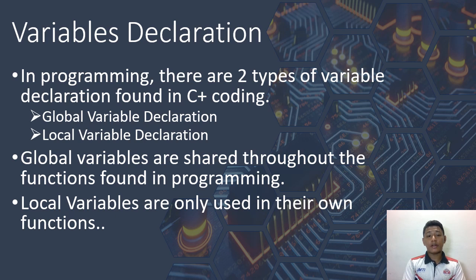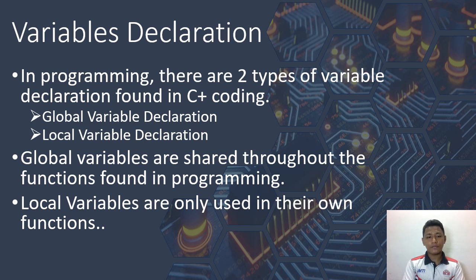The next thing I learned is variable declaration. So in programming, when we are typing a C program, we can place variables in two places, whether it's outside the function or inside the function. If it's outside the function, it is called global variable declaration. If it's inside a function, it is local variable declaration. So global can be shared throughout the program in any function. Meanwhile, local variables are only used inside a certain function.